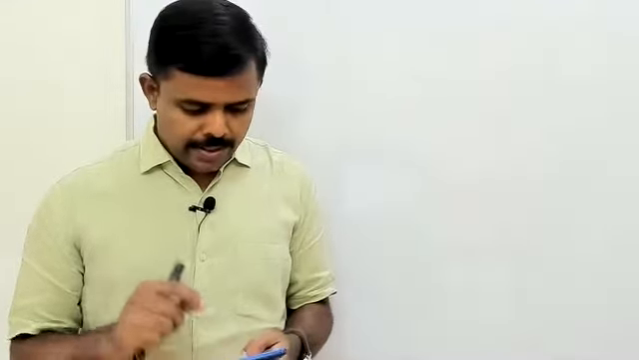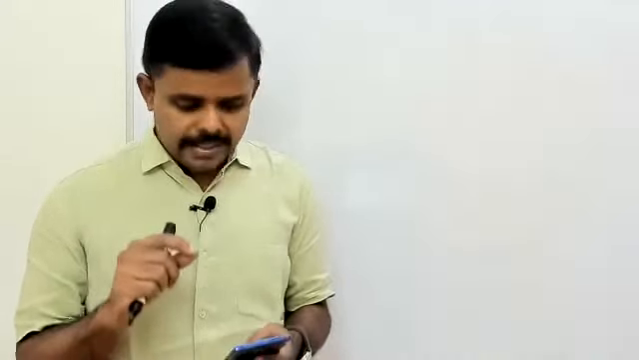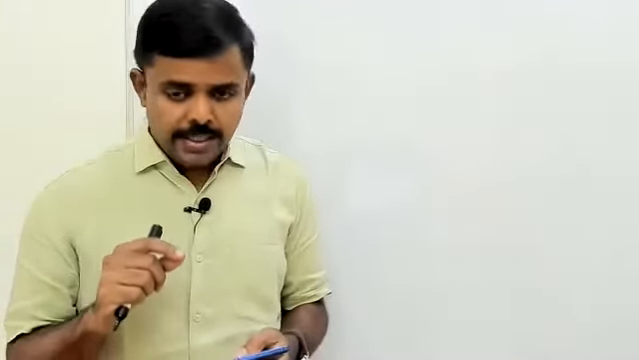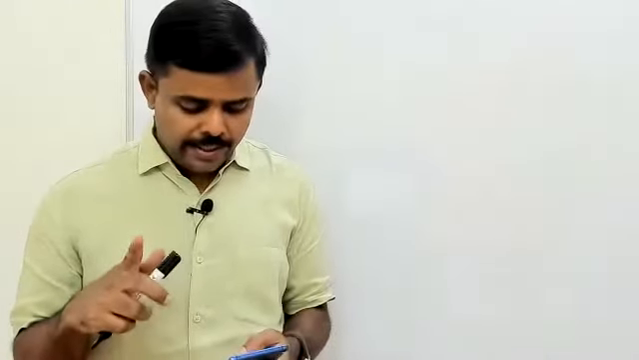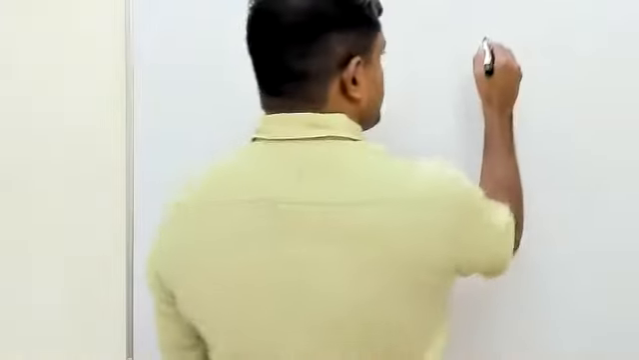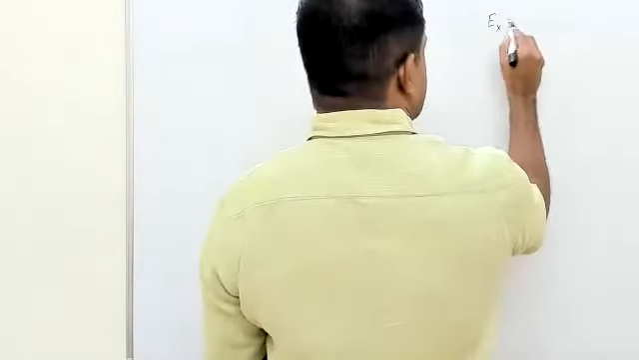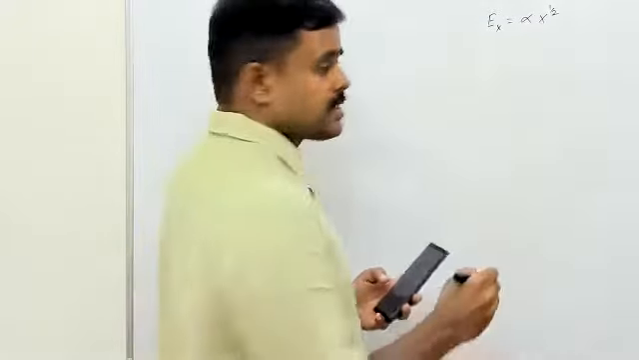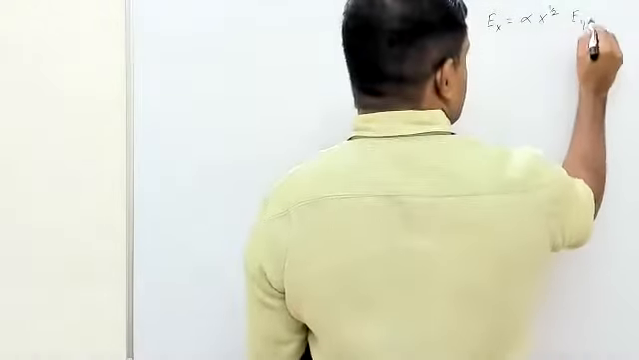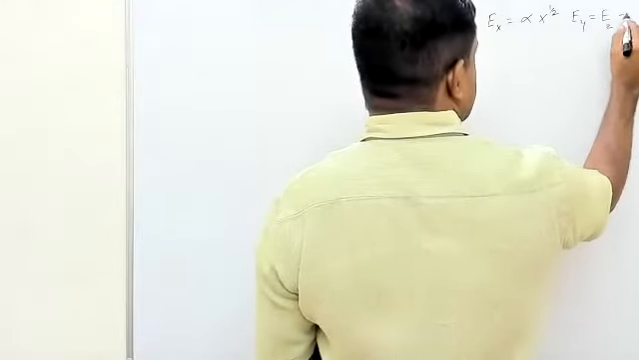Let's read the question. The electric field components are Ex is equal to alpha x raised to half, Ey is equal to 0, Ez is equal to 0, in which alpha is equal to 800 Newton per Coulomb. I'm writing them here. Ex is equal to alpha x raised to half. Ey is equal to Ez is equal to 0.